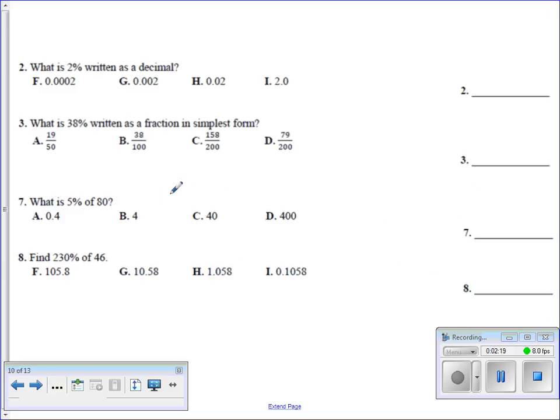Let's take a look at some other test questions. Number 2 is asking, what is 2% written as a decimal? We could figure this out a few different ways, but 2% means 2 out of 100, because we know that percents are out of 100. If I were to read this, this says 2/100. Which one of my options is read as 2/100? Well, that's option H. Okay. So my answer is choice H.